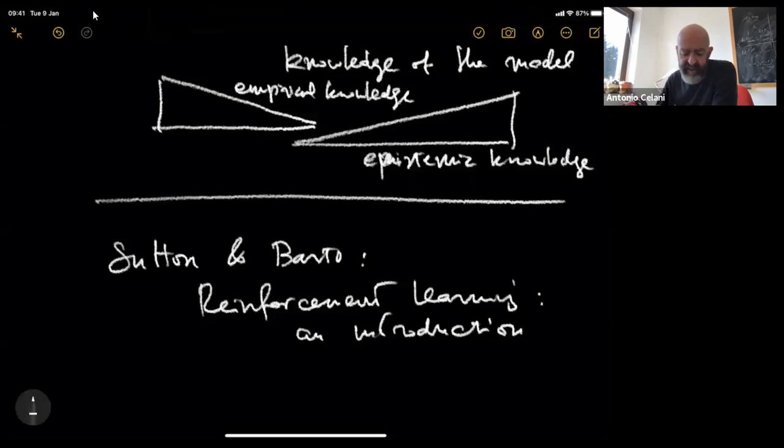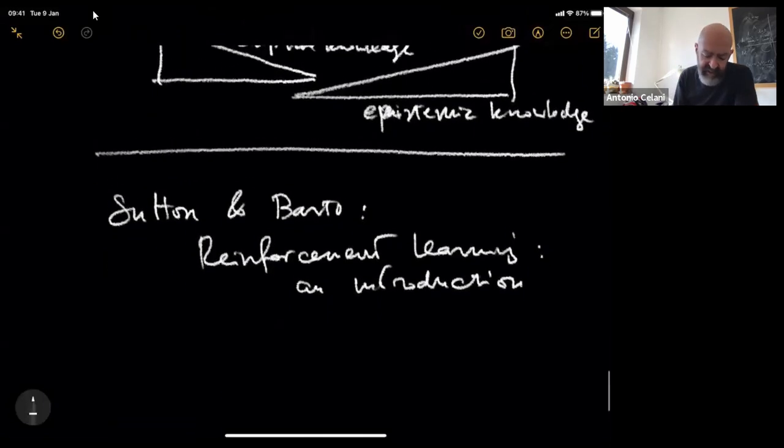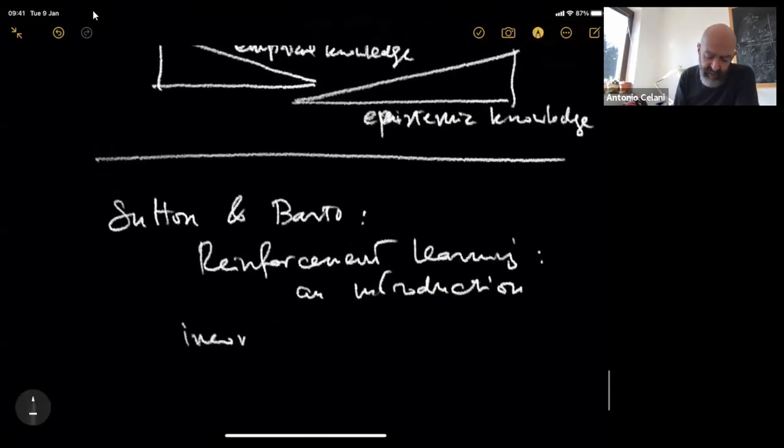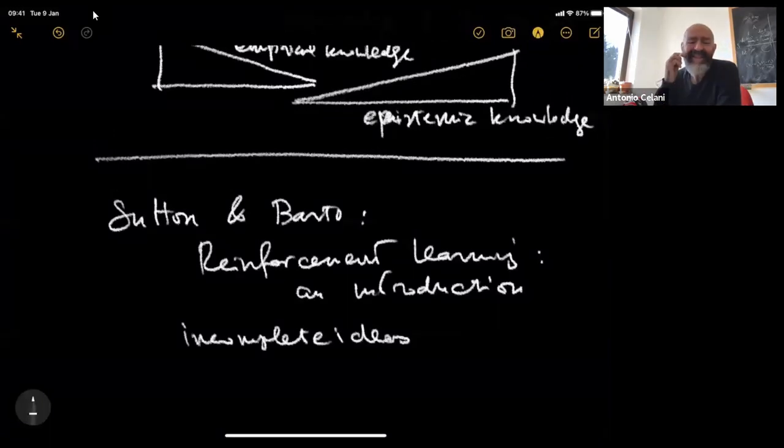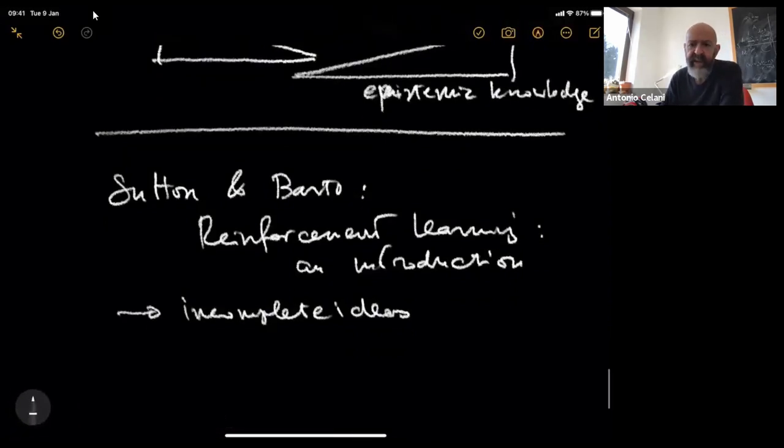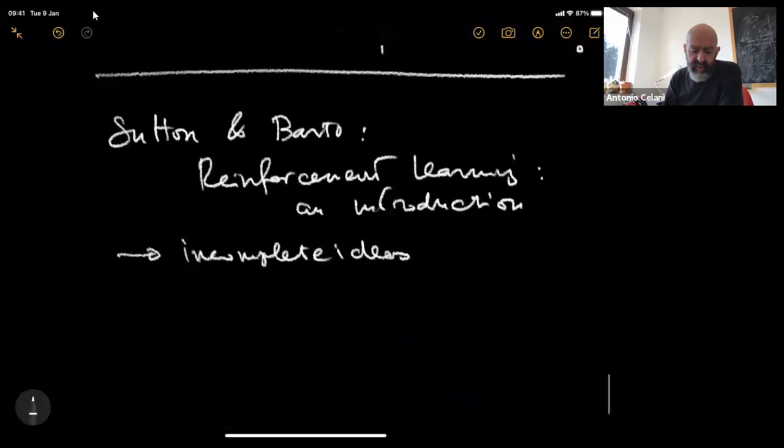The latest edition is freely available. If you search for Richard Sutton's web page, under, I think it's called Incomplete Ideas dot something, probably dot com, but I'm not sure. On this website, you will find the latest version of the book. It's only missing the solutions of the exercises, so you don't really need to buy it. We have a copy in the library anyway. Okay, so this is the go-to reference.